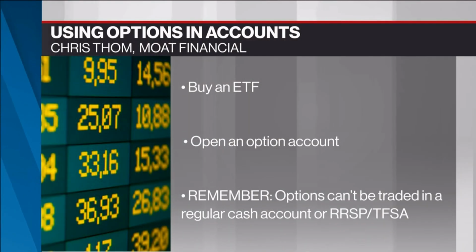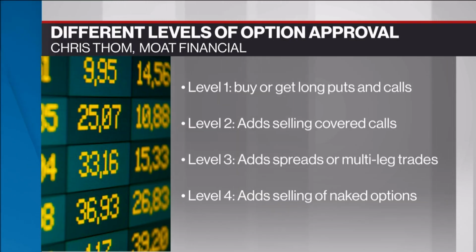So as our board showed us, you can buy an ETF. That's one way of using options. You can also open an options account. Talk to us about what options accounts are, Chris. Yeah, so with options, there's different levels of permissions when you set these up. So you're not just opening a regular cash account or a regular RRSP. You do have to go to that next level to have an option approved account. So with these different levels, the first one is level 1. That allows you to buy or get long puts or calls. That's the only thing that you're allowed to do. You're not allowed to do anything exotic, which is fine, but that's the lowest level.